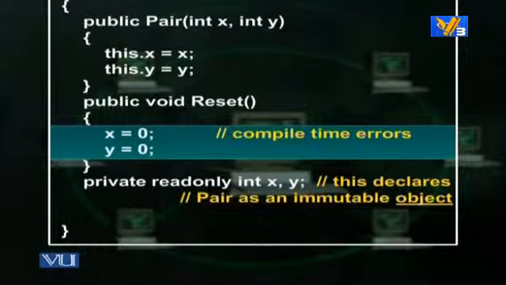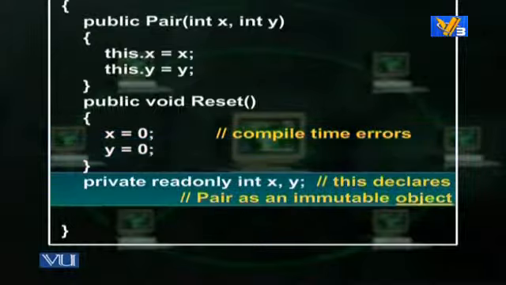At the end what we have done is we have said private read only x comma y. When we say these are private it is fine, but when we say they are read only that means they cannot be changed. Once you create this object you call the constructor and some values are assigned. Once it has been assigned you cannot change it.